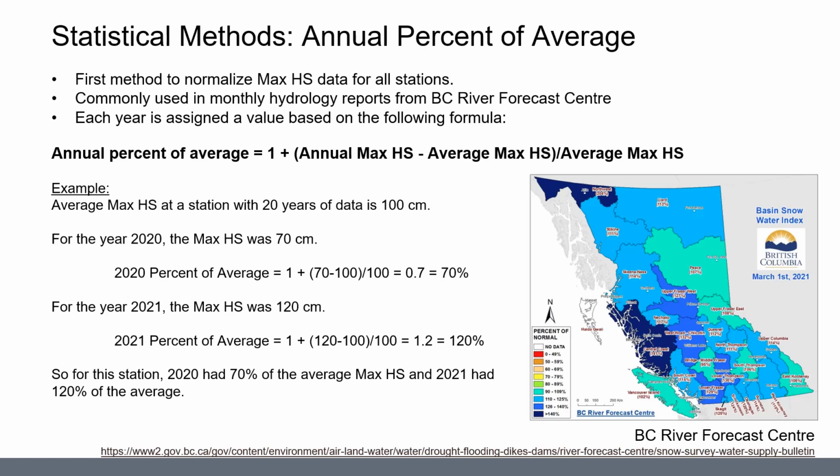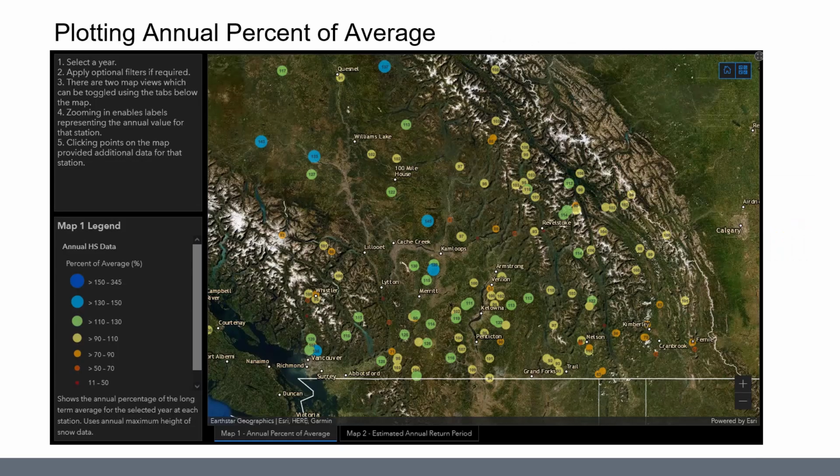If you've looked at these, essentially 100% is the average. Anything below 100% is below average for the year, and anything above 100% is above average. And when you plot this on a map for each station, it looks like this. And we'll go into more detail on the actual tool.